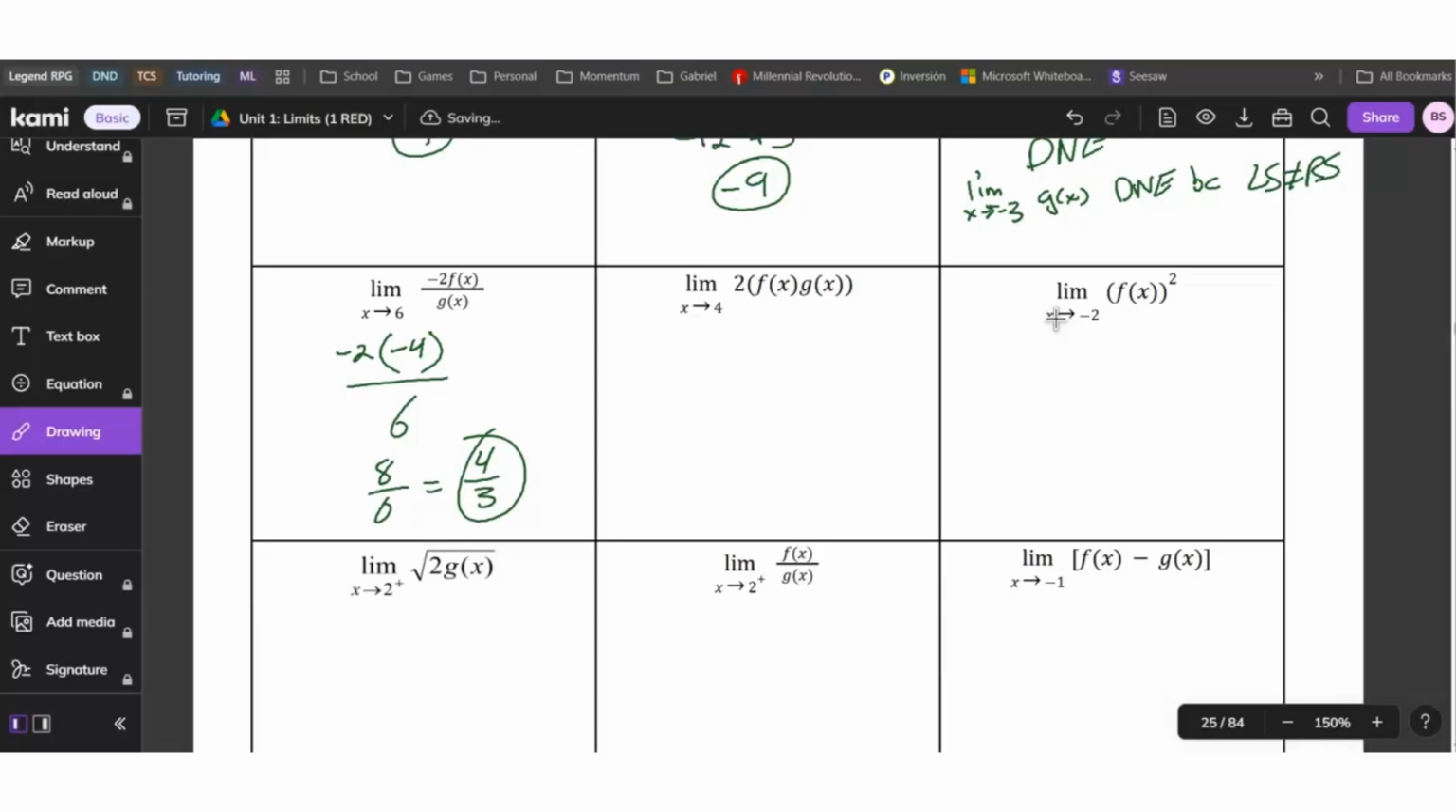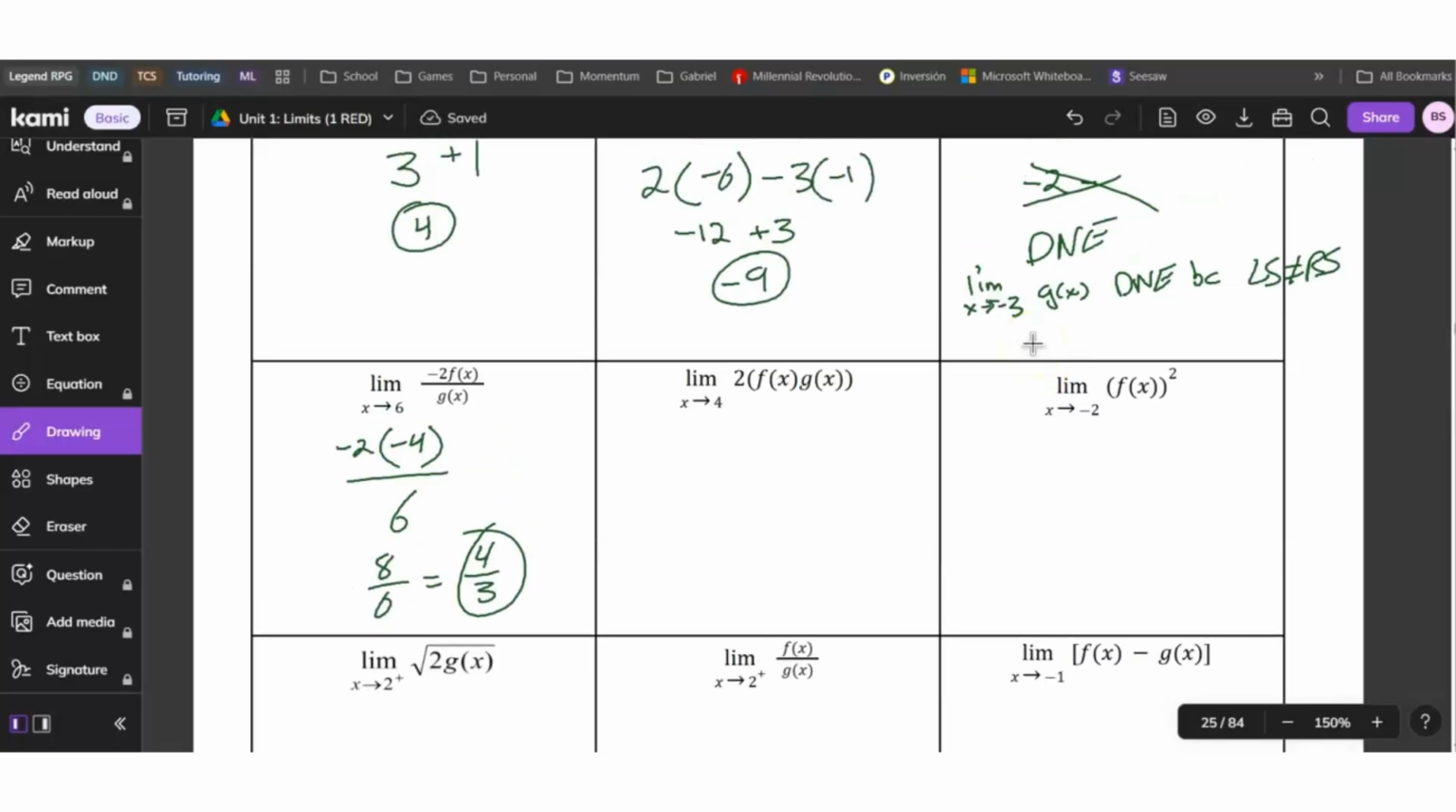Do you guys want to try the next couple on your own? Yeah, try them on your own. So I will do them. So only look up if you need support or need to check.